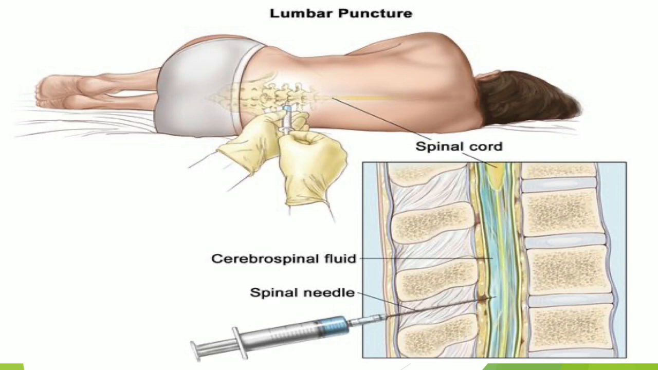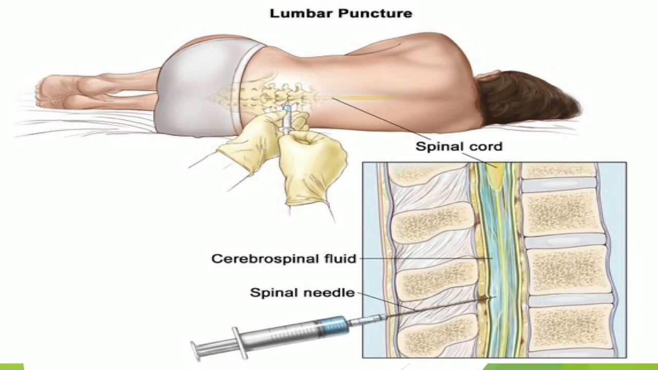You insert the lumbar puncture needle, and it is going to go through the skin, the subcutaneous tissue, supraspinous ligaments, interspinous ligaments, the ligamentum flavum. Then it will get to the epidural space. It will go through the dura. After going through the dura, it is going to get to the arachnoid, go through, and then it finally gets to the subarachnoid space.